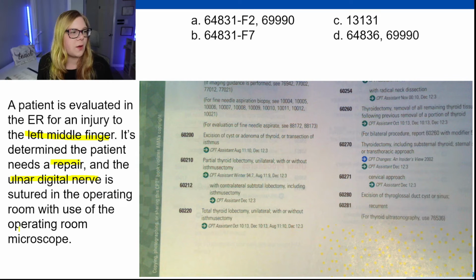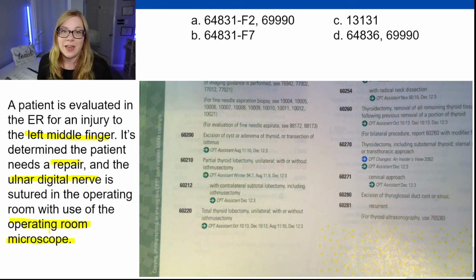And they also used this operating room microscope. Now that's something you have to be careful with because many times in procedures, they expect you to use the operating room microscope. So in many procedures, it's bundled in, but sometimes not. I have that code memorized. It's 69990. So that's something you may want to check for CCI edits for.